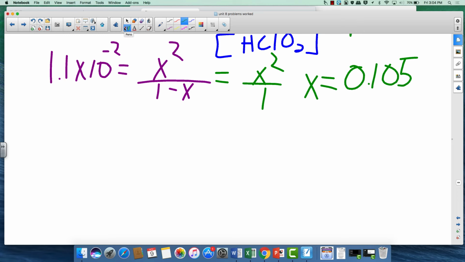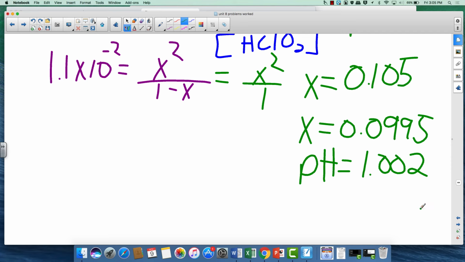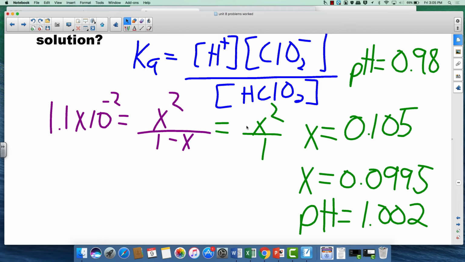For instance, if you were to plug this into the quadratic without neglecting the x, you would get that x is equal to 0.0995. Not a huge difference, but a little bit of a difference. And the pH of that would be 1.002. Compare that to the answer that you get when you neglect the x, and you can see that the answers are very, very close.